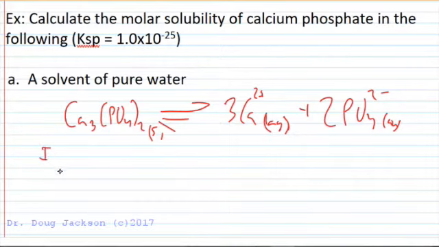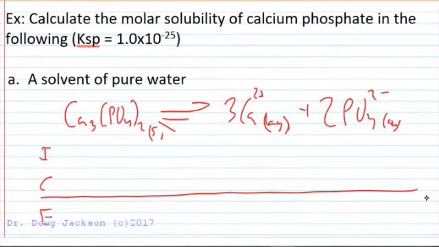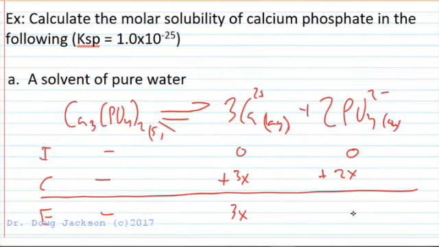Well, for our ice table, our initial concentration of salt doesn't matter because it's a solid, and it will not appear in the equilibrium constant expression. We start with nothing for each of these because we are dissolving in water initially, pure water. Our change, though, we're going to gain 3 times as much calcium as we dissolve calcium phosphate, and we're going to gain twice as much phosphate as we dissolve calcium phosphate. So x is still the molar solubility of calcium phosphate, but we have multiple equivalents that we have to take into account. So we gain 3x calcium, 2x phosphate at equilibrium.